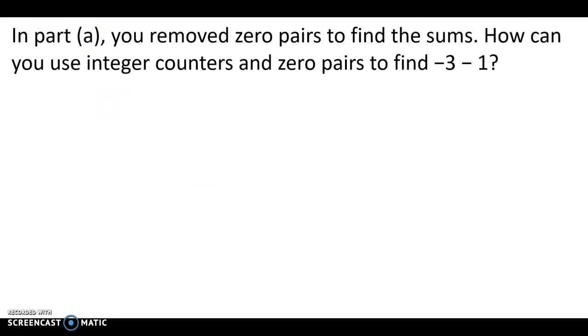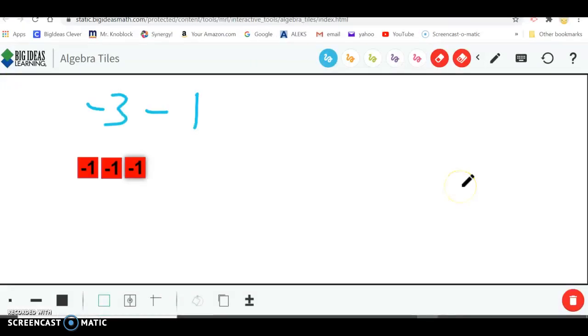Alright, so in part A, it says we remove 0 pairs to find the sums. Remember, that's where we put the positive and the negative, and they canceled each other out and disappeared. It says, how can we use integer counters and 0 pairs to find negative 3 minus 1? So let's go to our integer. Alright, so we have negative 3. We need to take away 1 positive. But there's no positives. How can I take away 1 positive if there's no positives? That's where the 0 pair comes into play.